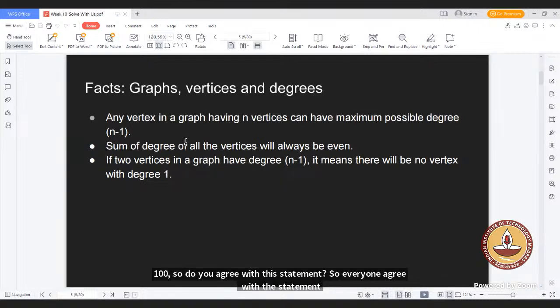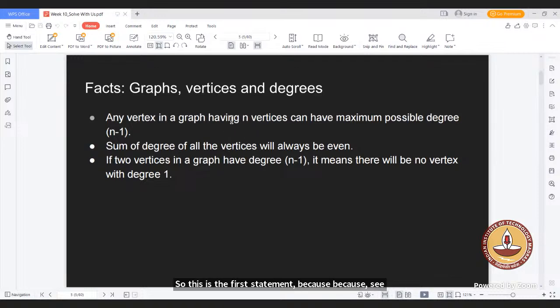So this is the first statement. Because see, if there are n vertices, it can be connected to n minus 1 other vertices, right? So therefore, the maximum possible degree can be n minus 1. From that also we can say.